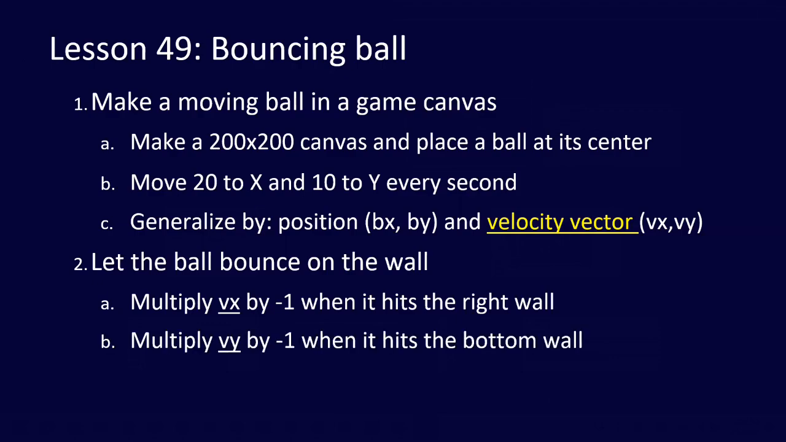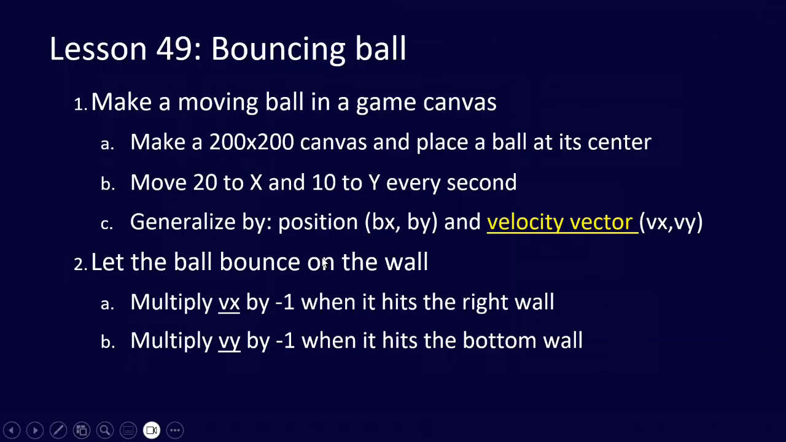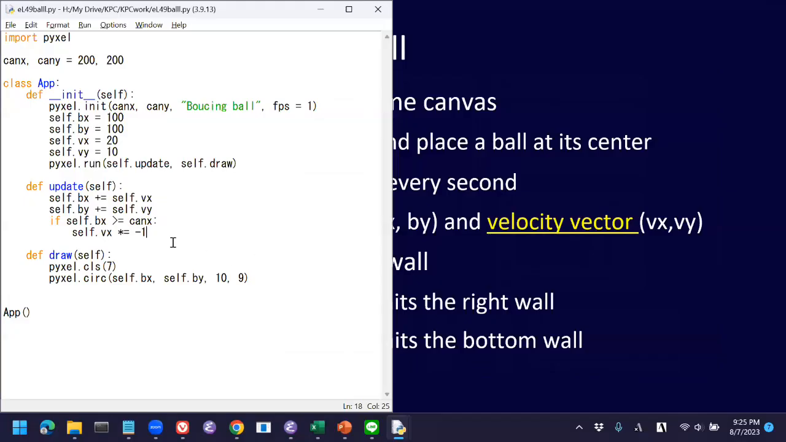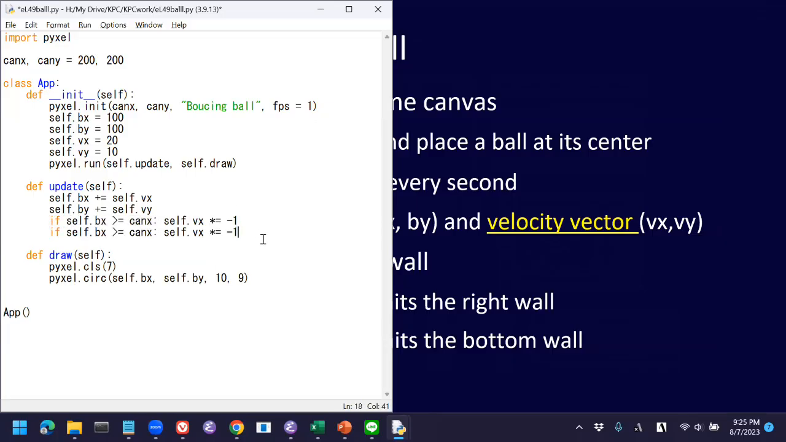Okay, next point. Multiply vy by -1 when it hits the bottom wall. I'm sure you can do it, so please do it yourself. Okay, I'm sure you could do it. So the point is, maybe we can put another one next. By the way, if it's a single sentence, you can write it on one line. Many people don't like this, but it's a good way to save space.